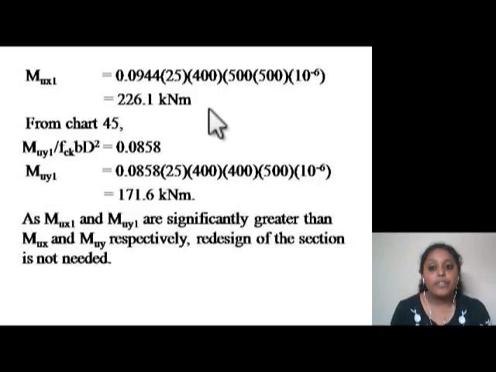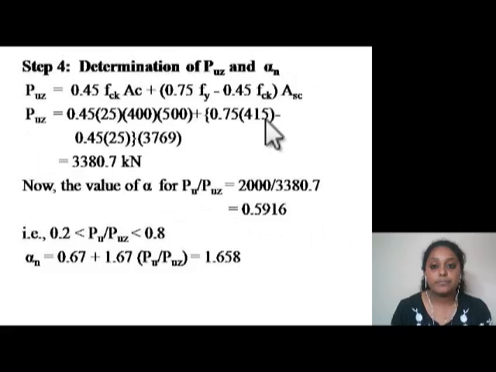From chart 45 we will get MUY1 by FCK BD square as 0.0858 by interpolating. From the equation we will get MUY1 is equal to 0.0858 into 25 into 400 square into 500 into 10 power minus 6. The answer is 171.6 kilonewton meter. Here we are getting MUX1 and MUY1 greater than MUX and MUY, so the redesign of the section is not needed, the section is safe.